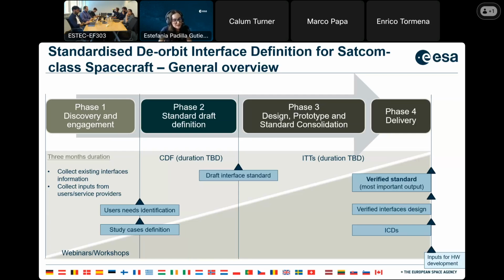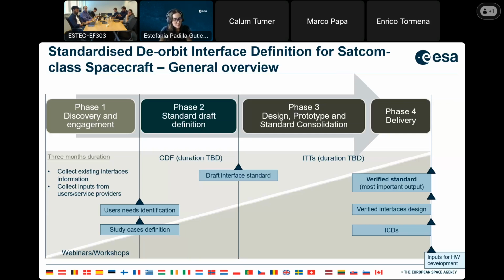And this will be the input for phase 3 and 4. Phase 3 is design, prototype, and standard consolidation. And phase 4 is just the delivery of the outcomes. And this, we are planning to do with 2 parallel contracts with industry.